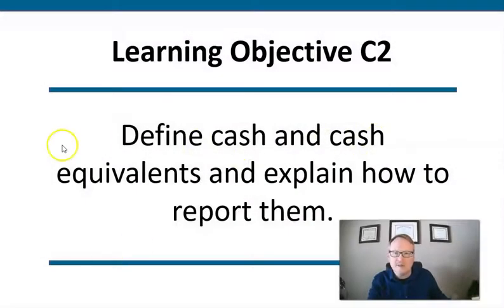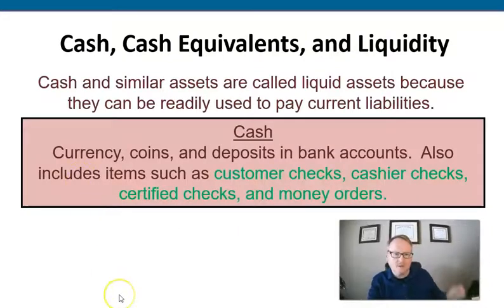So first of all, we want to define cash, and you think, well, what is cash? Well, cash is, of course, those green things. I like to have a lot of them in my wallet, but maybe not. Cash is, of course, currency, that's the green stuff, right? Coins, deposits in bank accounts, customer checks, cashier's checks, certified checks, money orders. All of those are considered cash when we're in the world of accounting, right?